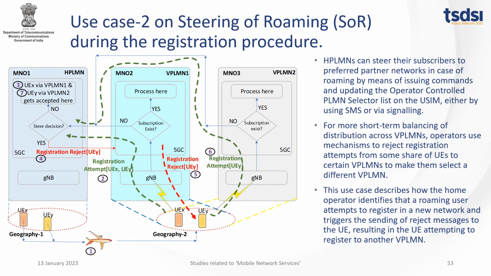So in this particular example, let's say UEX will be processed under visited PLMN 1, but UEY no. The decision will be no for UEY. So for UEY, the steering decision entity will reject, and the registration reject will be sent back to UEY. So UEY naturally selects the next available PLMN, that is visited PLMN 2, and the sequence continues. So basically, this steering function in the home PLMN helps to decide which user should be processed under which visited PLMN, and also it will help to balance the load across the multiple PLMNs. So these kinds of use cases also will be considered under this study.